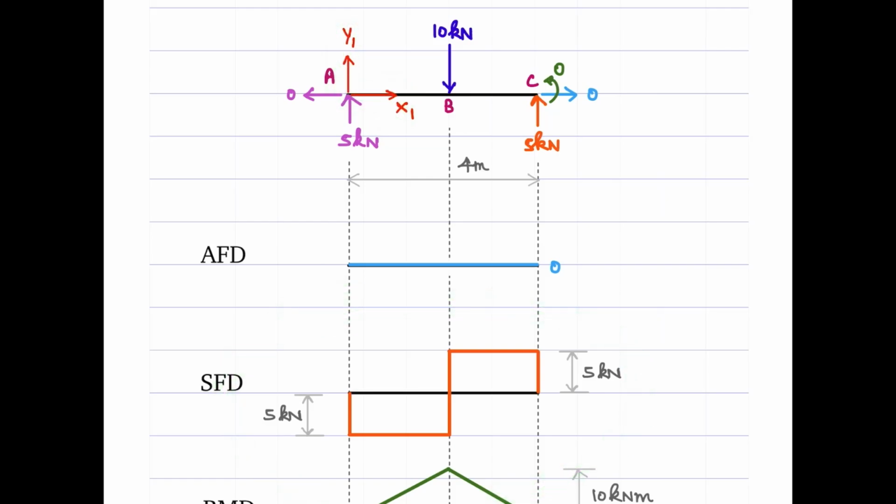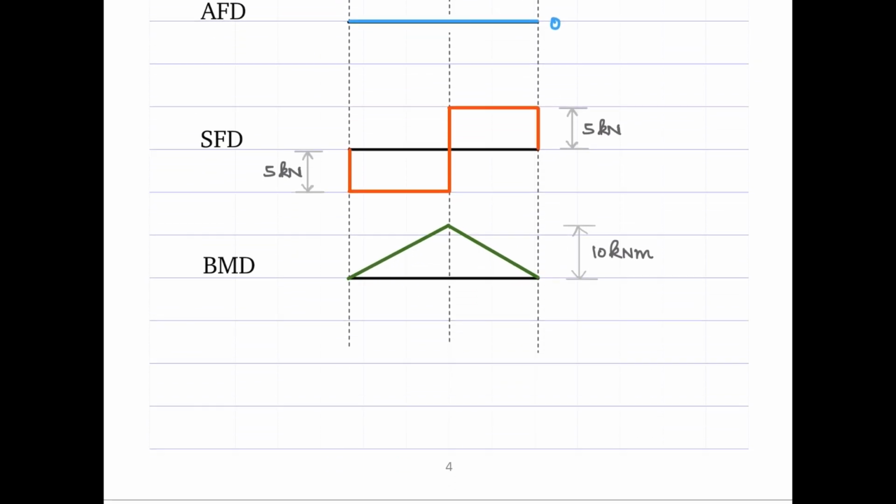What we consider here is the axial force diagram. You see that this element did not have any axial force acting on it. So this remains flat with a zero value, right? So this is just simple.